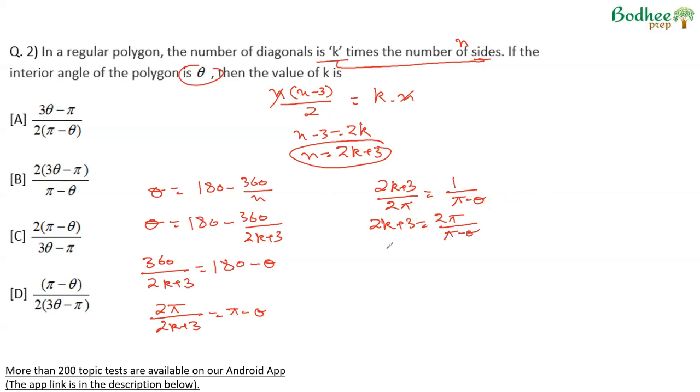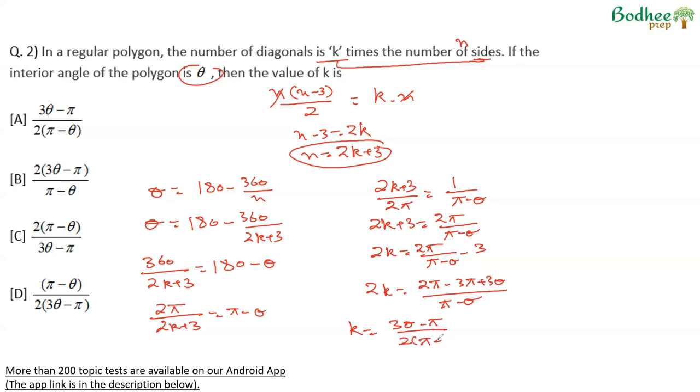Take the 3 on the right hand side. 2k is equal to 2 pi upon pi minus theta minus 3. 2k is equal to 2 pi minus 3 pi plus 3 theta upon pi minus theta. And therefore k is equal to 3 theta minus 2 pi minus pi upon 2 into pi minus theta. Option A becomes my answer.